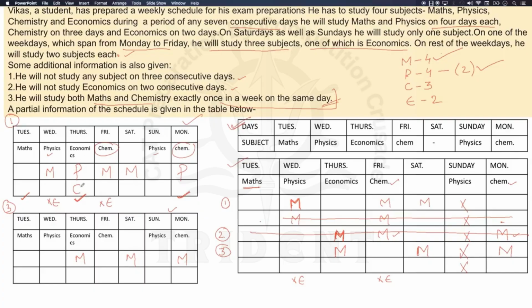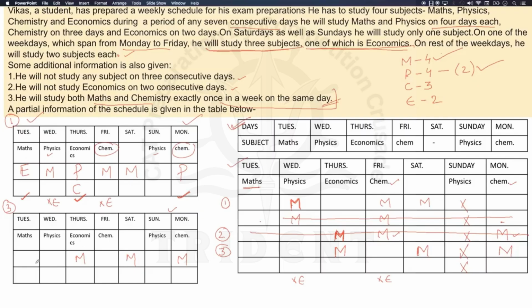And this condition also holds true for the condition that on a day he studies 3 subjects, one of it would be economics, that on any weekday he'll study 3 subjects, one of which is economics. Okay, so all 3 chemistry is done. Now we have to arrange economics. Where can economics come? The only place for economics to come is at this place. So this is a possible situation. We are done with this possibility.